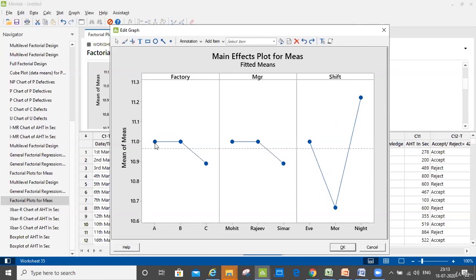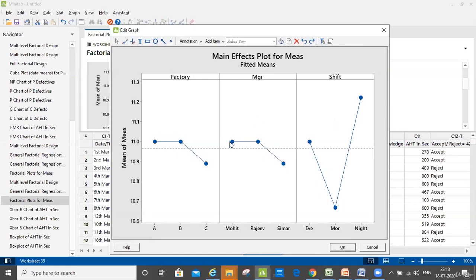If you see, it says for factory A, the mean is 11. For factory B, the mean is 11. But for factory C, the mean is 10.889. So this is the lowest productivity, so I cannot go for it. I can go for either A or B.